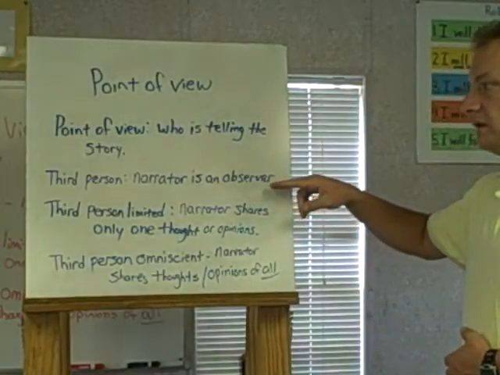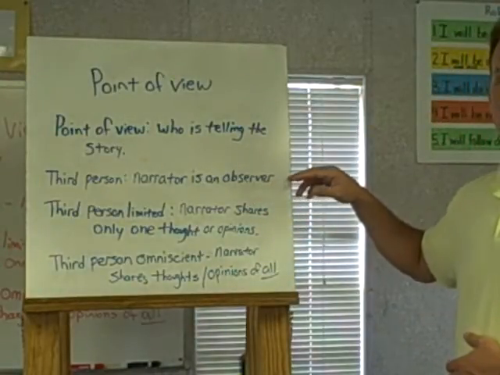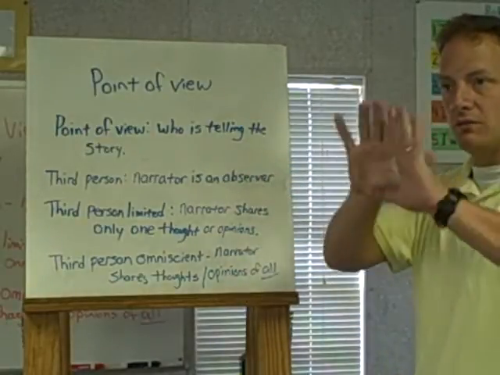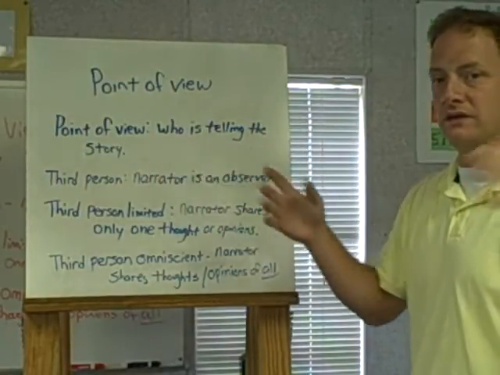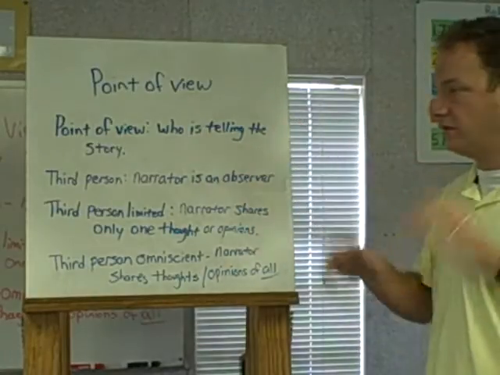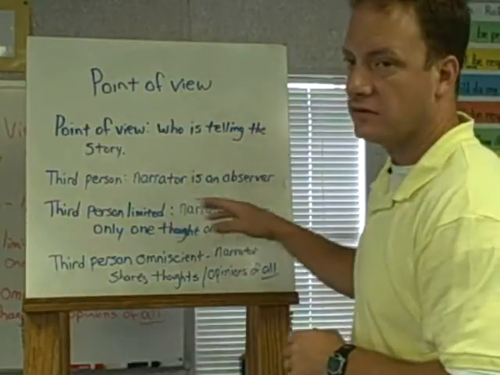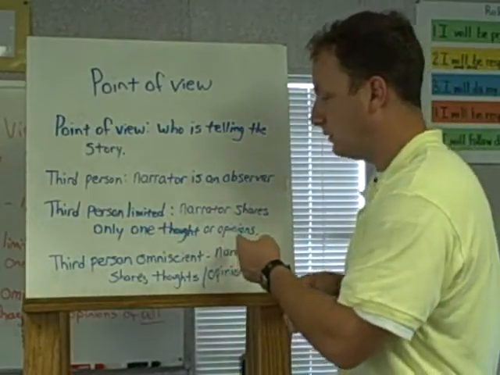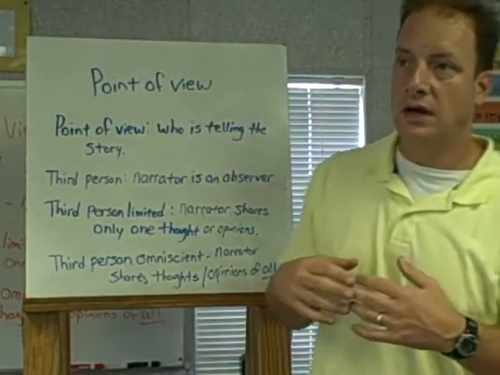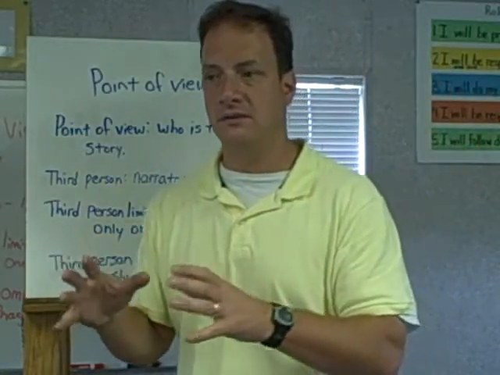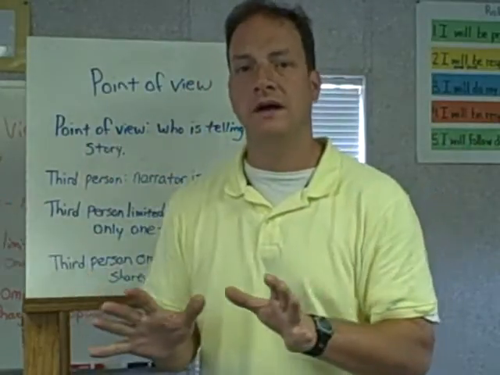Third person is the narrator, is an observer. That means that simply this person is just standing back and they're watching all this action taking place. They may not be a part of the story. They're just standing there watching everything that's taking place. Third person limited says a narrator shares only one thought or opinion. This means the narrator will take part in the story just a little bit, but mostly they're focused on everybody else.